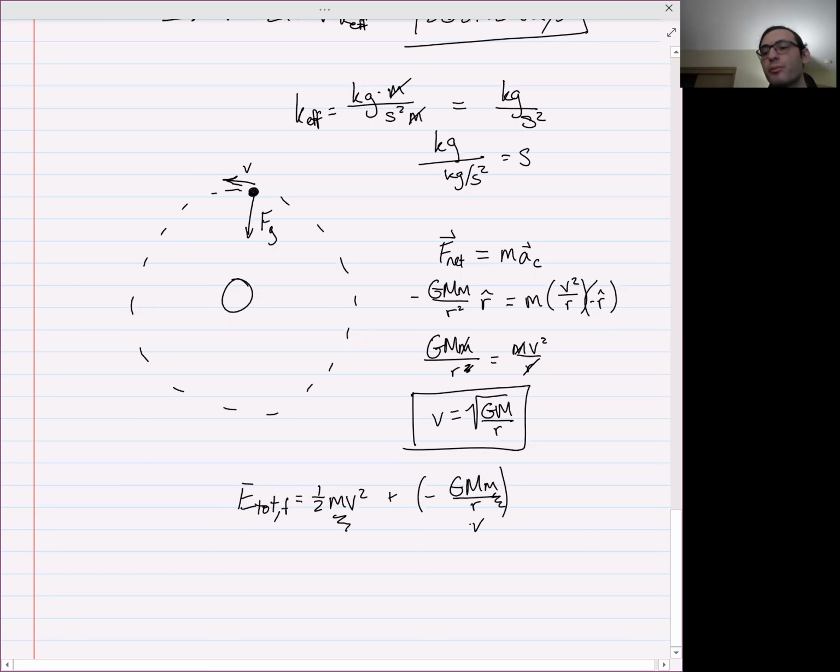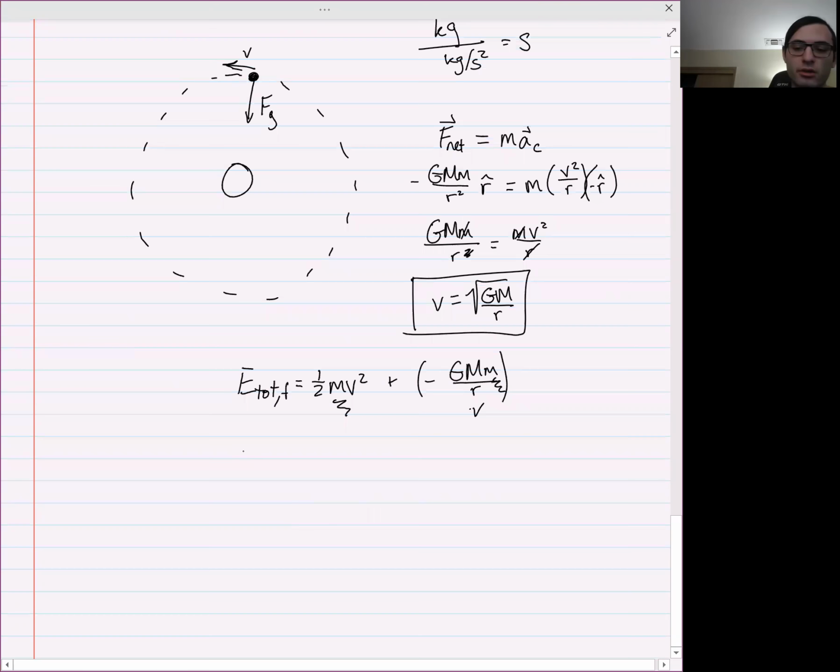Call it final. Now we want to figure out what is the energy that you have when you're just sitting on the surface of the Earth. The implication here is that you're just sitting still while you're on the surface of the Earth, so you only have gravitational potential energy. So you have minus GMm, and this time, the distance you are from the center of the Earth is the radius of the Earth.